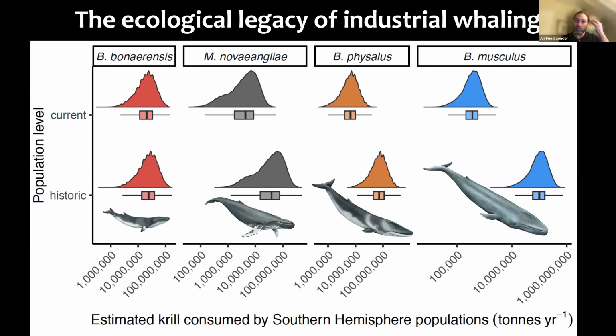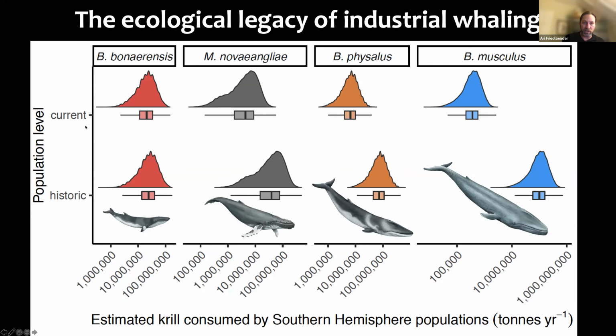Okay, so if we then want to think about what the legacy is of that, one of the most fundamental things is when you don't have whales, you don't have them eating food. And there's no better way to demonstrate this than look at the blue whale graph on the right. And what you see here first is how the populations have changed over time, but also the estimated krill that's been consumed by those populations.